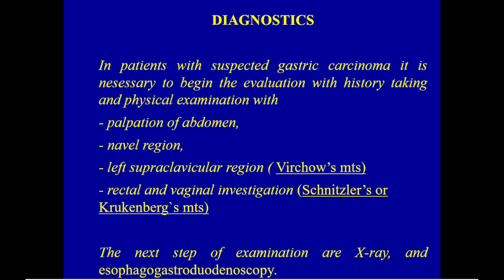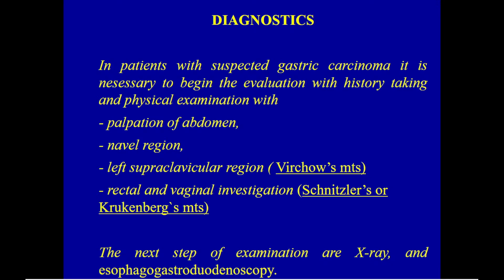Diagnostics: in patients with suspected gastric carcinoma, it is necessary to begin the evaluation with history taking and physical examination with palpation of abdomen, navel region, left supraclavicular region, Virchow's metastasis, rectal and vaginal investigation, Schnitzler or Krukenberg metastasis in womb.